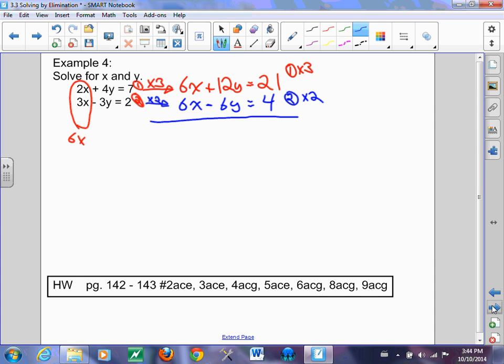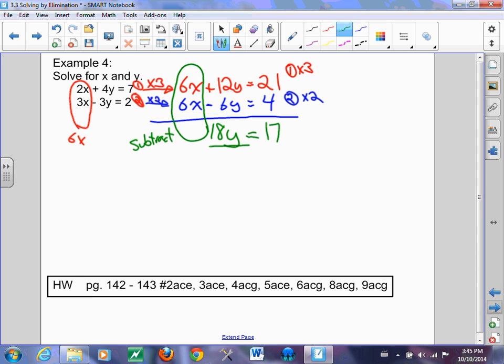Now we draw our line, and we notice, hey, our x's are now the same, so we had to figure out, do we add or subtract this system? And in this case, we subtract. Okay, so be careful here. 12y subtract negative 6y. Subtracting a negative is positive. So you're going to have 18y equals 21 subtract 4 is 17.